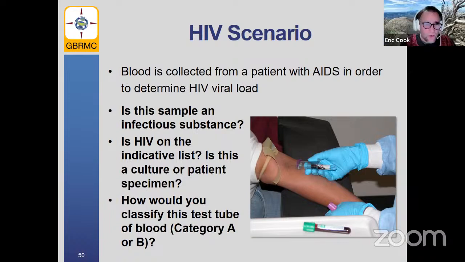All right, let's go back to the HIV scenario. So how are we going to classify this test tube of blood? What do you guys think? Is this A or B? Go ahead and put your answer on a sticky note and then hold that sticky note up, B or A. Let's see what we got.